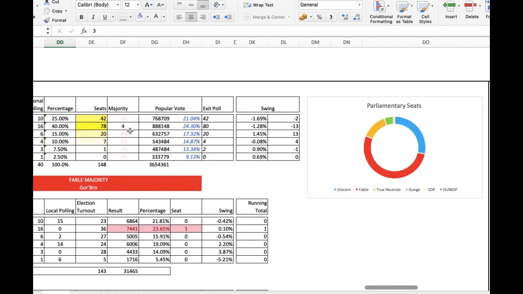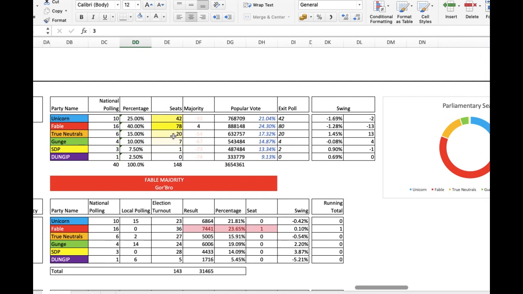But here we see the true neutral parties had a massive surge. They gained 20 seats. But Fable holding on to their majority, a slim majority.